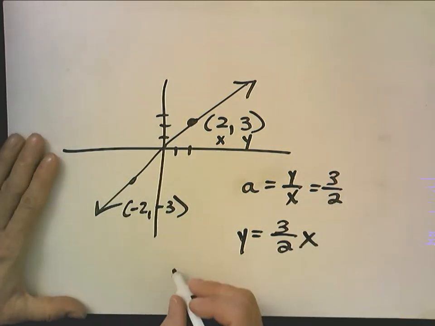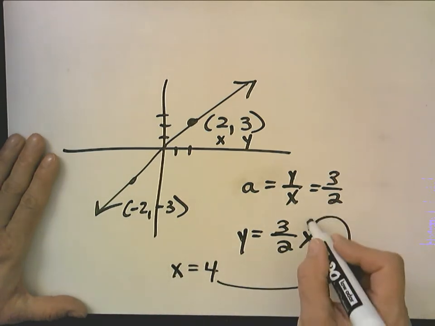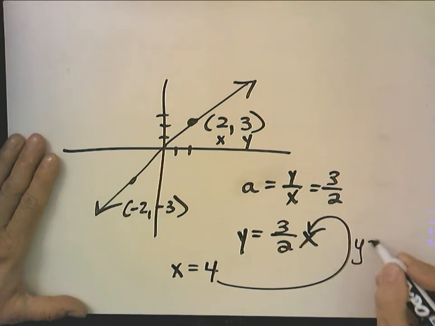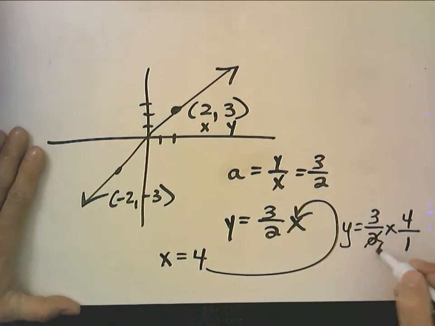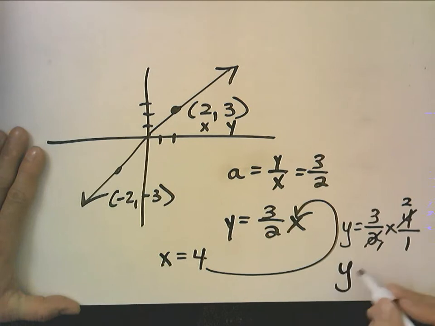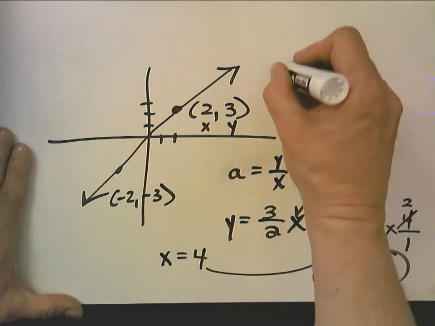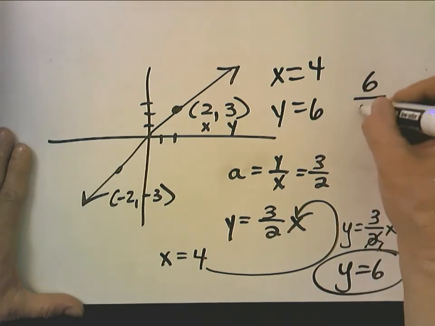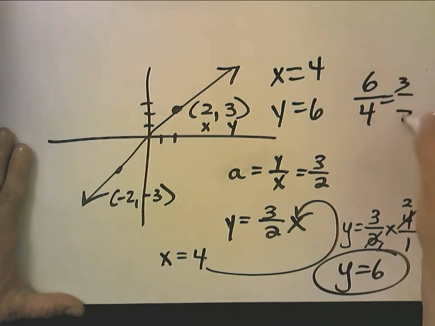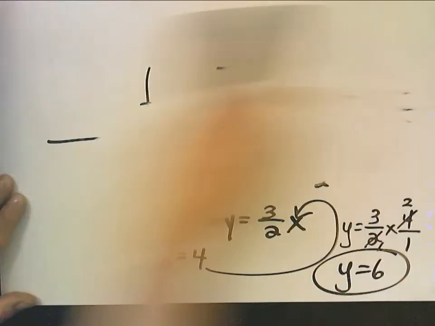Then it says, well, suppose x equals 4. Well, if x equals 4, I'm going to substitute that into my equation and make it 3/2 times 4. This cross simplification makes y equal 6. So when x equals 4, y equals 6, and I know that's true because if I put y over x, it simplifies to 3/2.